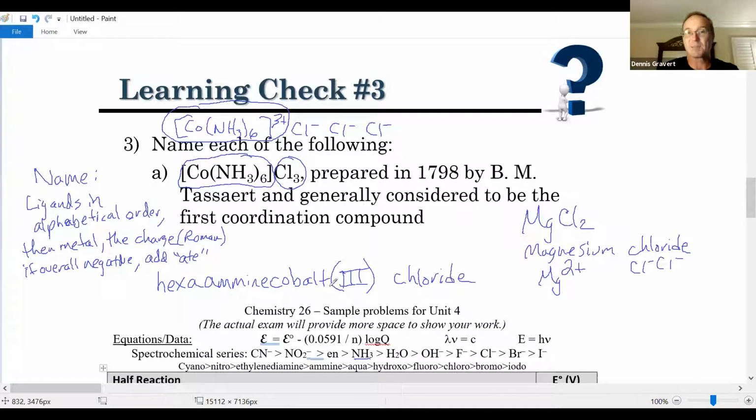Breaking down this name, you can figure out this whole thing has a +3 charge, so it requires 3 chlorides. So that's a little tricky when you're naming these coordination complexes. For the ligands, you do need the di-tri-tetra. If it's inside the brackets, you need it, hexa, because it means inside the brackets, but outside you don't.